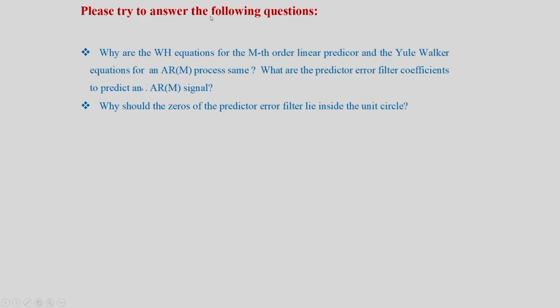Please try to answer the following questions. Why are the Wiener equations for the mth order linear predictor and the Yule-Walker equations for an AR(m) process the same? What are the predictor error filter coefficients to predict an AR(m) signal? Why should the zeros of the predictor error filter lie inside the unit circle? So, this question also you try to answer. Thank you.